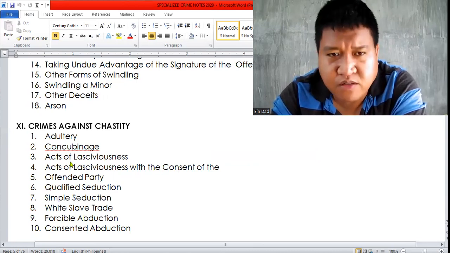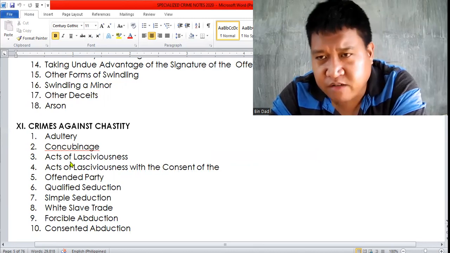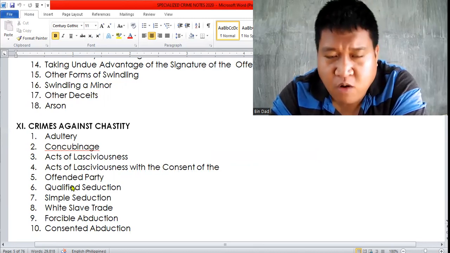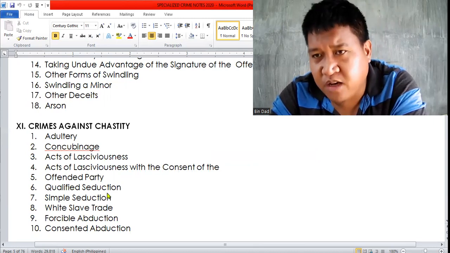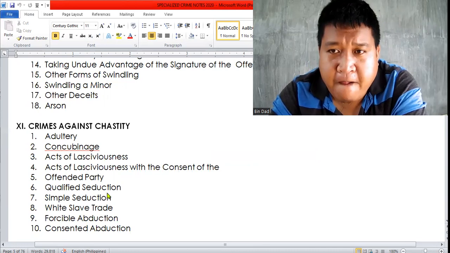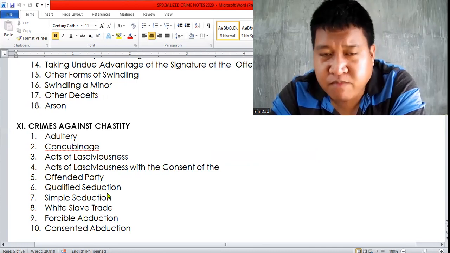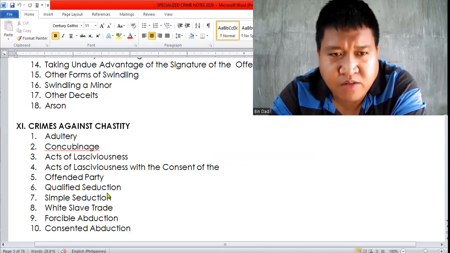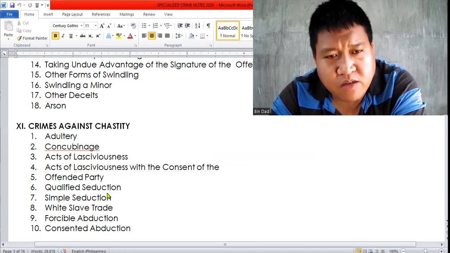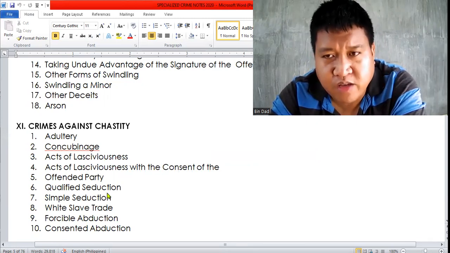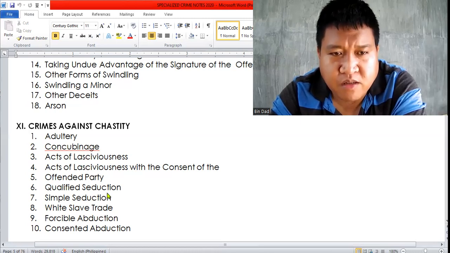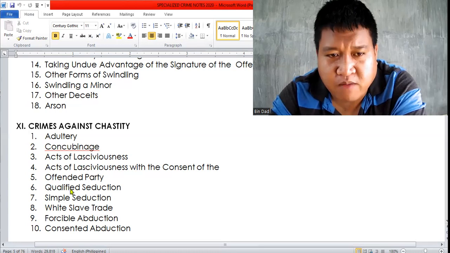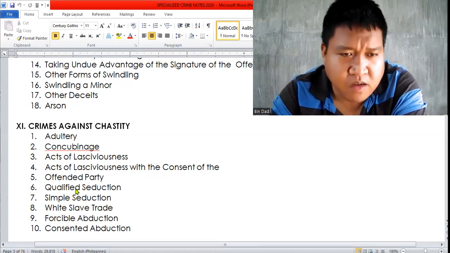Acts of lasciviousness, yan yung mga nananansing, no? Humahawak kung saan-saan. Acts of lasciviousness yan. Seduction, yan. Maraming sino dyan. You promise something, you deceive a woman just to have sexual intercourse with her, but afterwards you did not comply with your promise. That is seduction. Dito, pag virgin ang iyong linoko, that is qualified seduction.